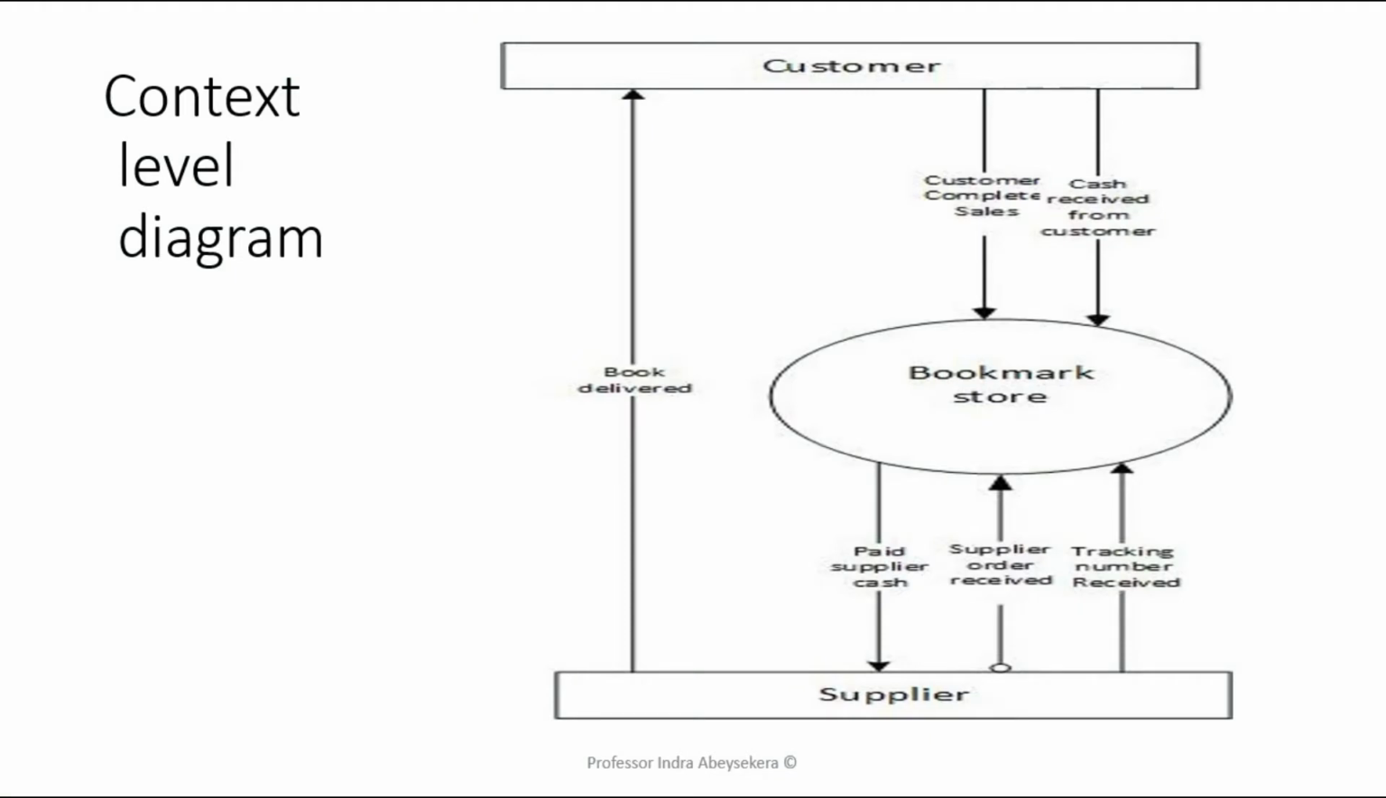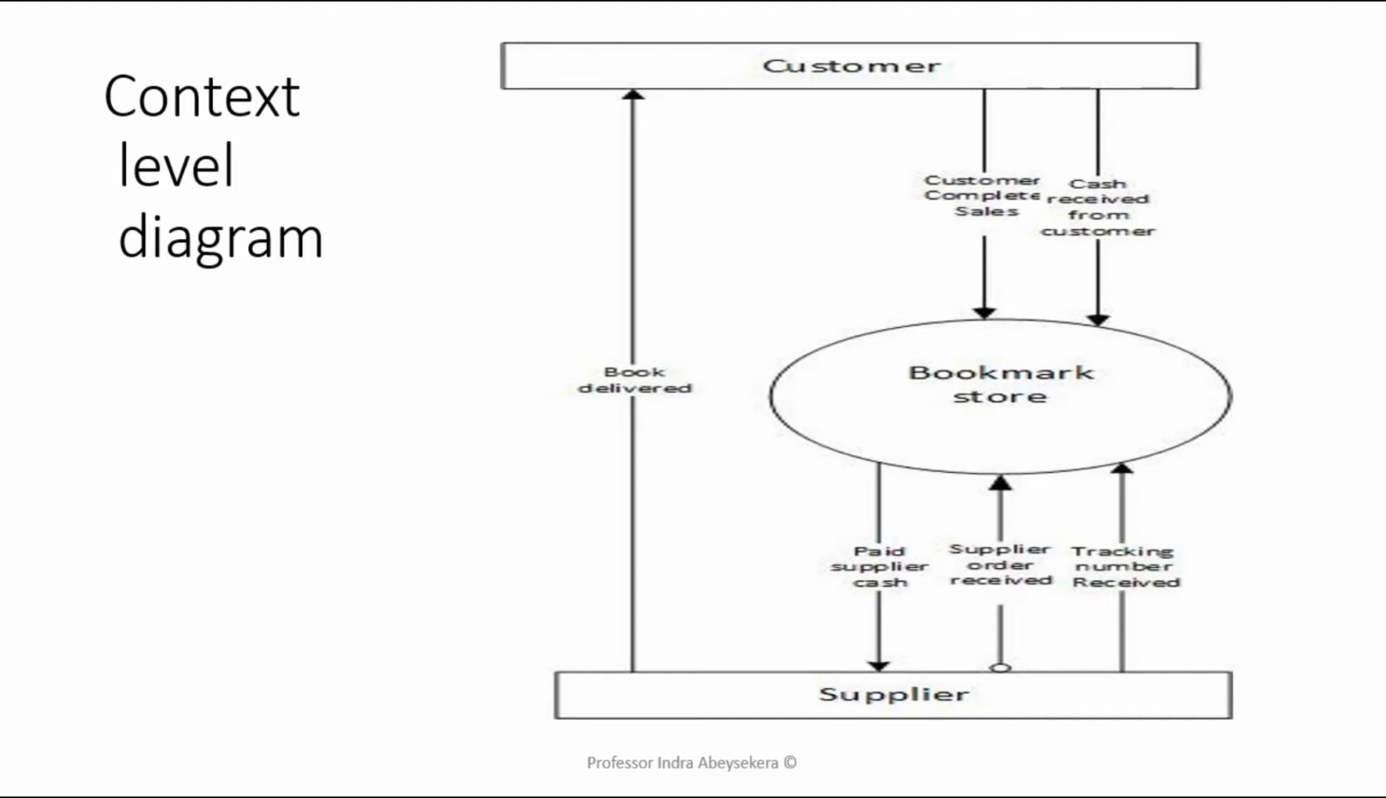In relation to supplier and the bookstore, the supplier was paid cash after the book was dispatched. Before that, the supplier sent the supplier order, and it was received by the bookstore, and also the supplier sent the tracking number to the bookstore. So that's the highest level of diagram, the most condensed level of diagram.